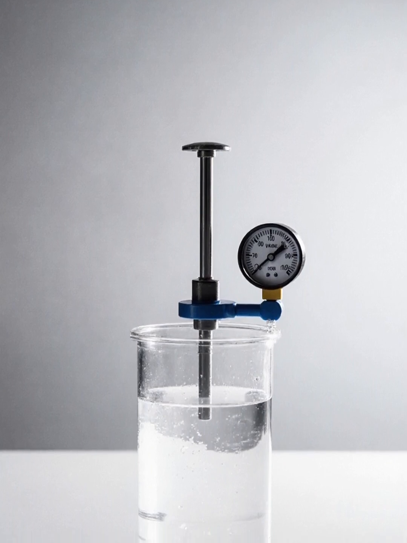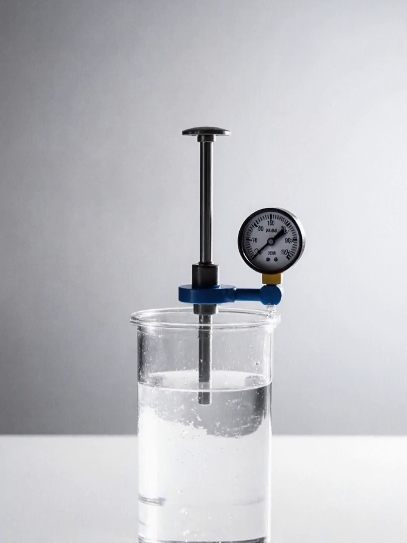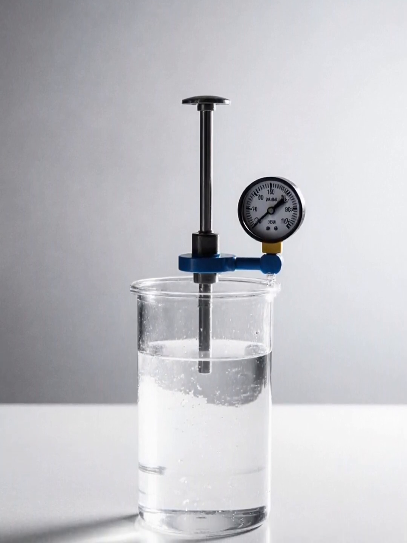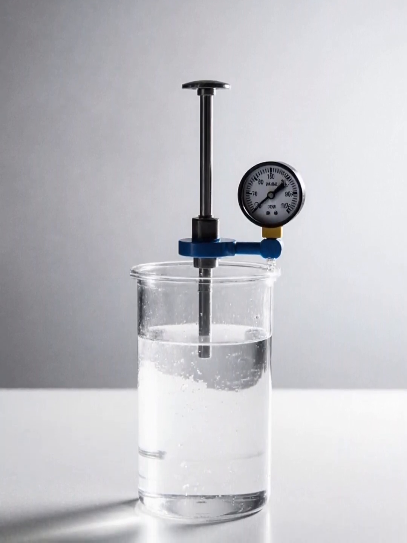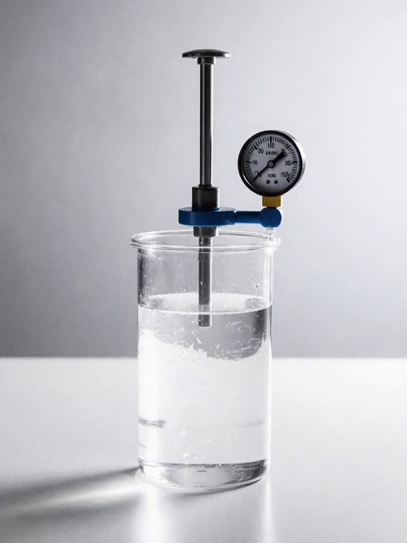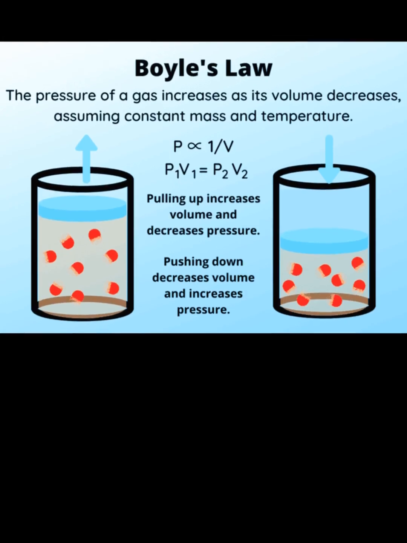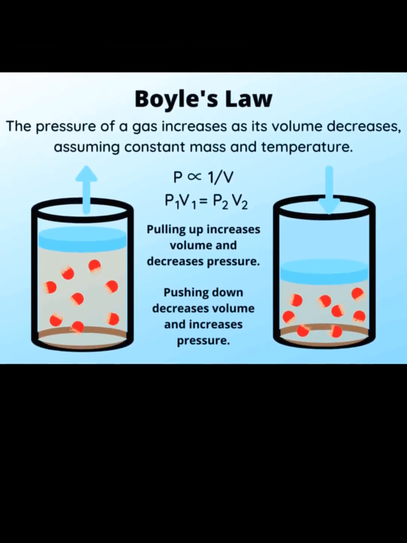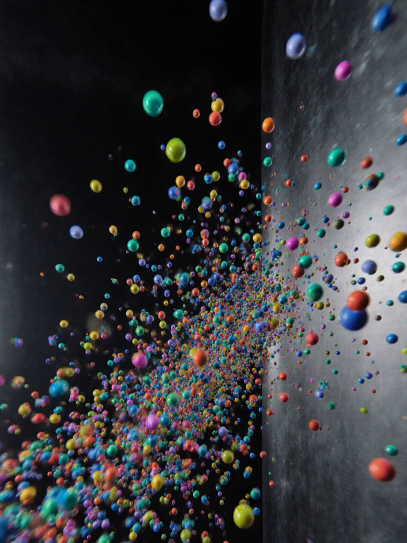Boyle's law is a fundamental gas law stating that the pressure of a fixed amount of gas is inversely proportional to its volume, provided its temperature remains constant. This means that as volume decreases, pressure increases, and vice versa.